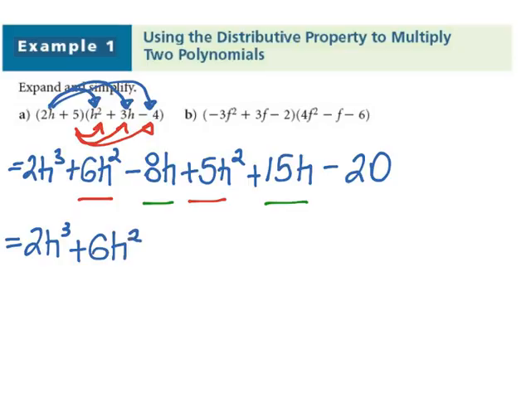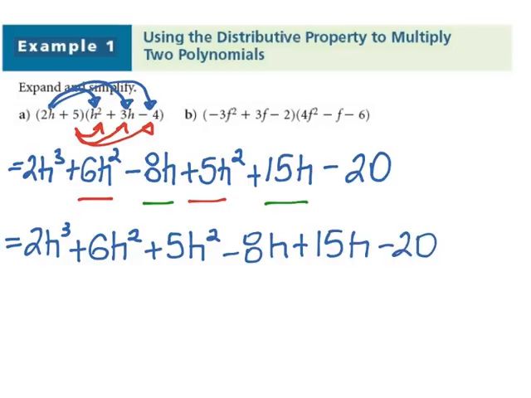So we're going to rearrange the expression. I'm going to move the h squareds together and the h's together as well, copying the negative 20 behind. Now it is more clear what to do with these operations.